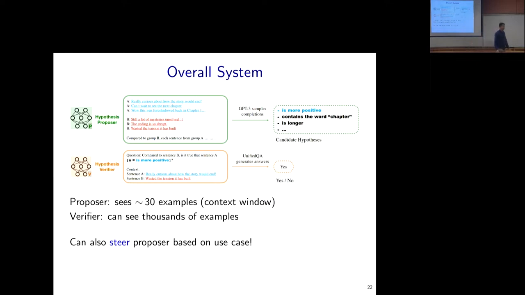A really nice thing is that you can also steer the proposer based on the use case, right? Because this proposer is a language model. So I could say, I don't just want hypotheses that are true about this data, but that are true and relevant to some use case I care about, right? Maybe I only care about style, but not about length. Or I care about topic, but not style.